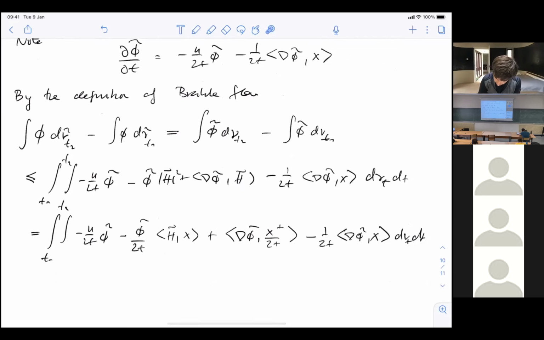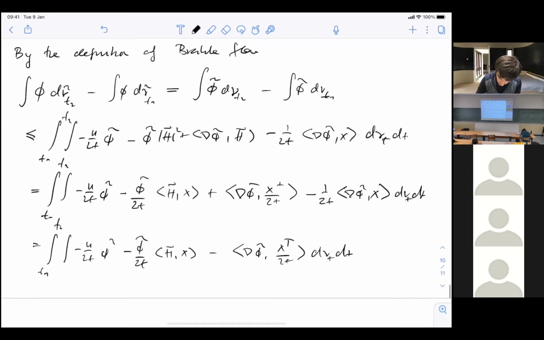And what do we get here? We get that this is equal to the integral t1 to t2 of minus n over 2t phi twiddle minus phi twiddle over 2t hx minus grad phi twiddle x tangential over 2t, d nu t dt. Okay, so this is great.